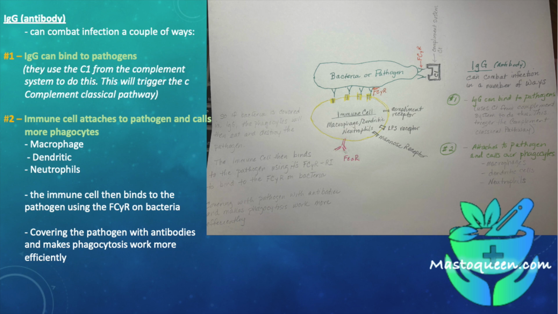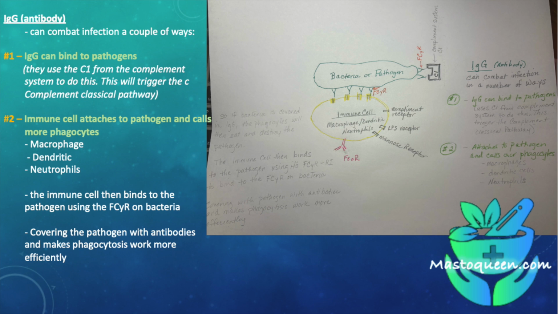One way to look at it is that the complement system attaching to the bacteria or pathogen is kind of like the roundabout way to get your immune cells involved. Whereas in number two, your immune cell is directly involved and goes right after the bacteria or pathogen. So they're using the Fc receptors to either connect the complement system to the bacteria or pathogen, or the immune cells to the bacteria or pathogen.